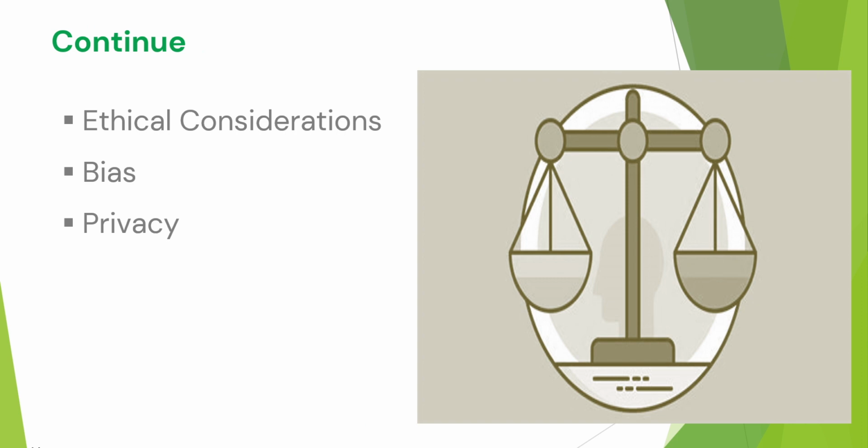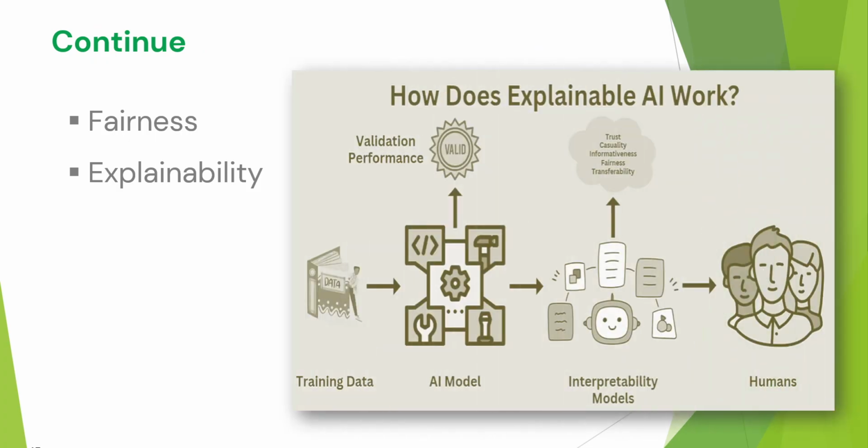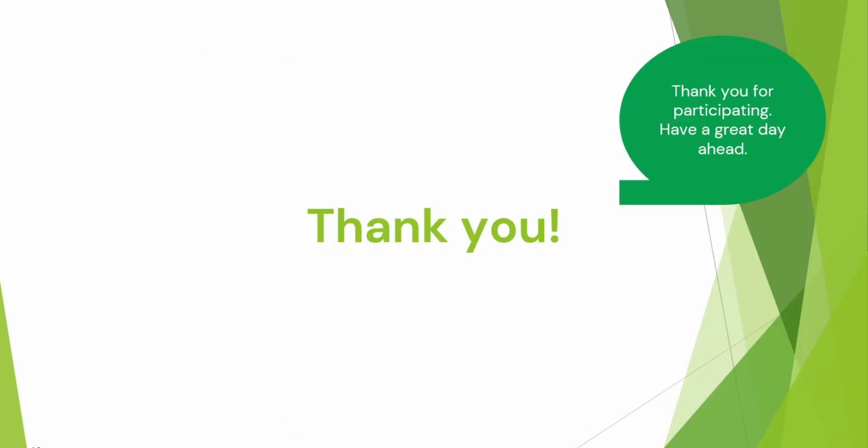Privacy means the protection of sensitive information and user data. Next comes the fairness, that is the model's ability to treat all users equally and without discrimination, so that the model does not favor certain groups over others. Then explainability is the ability to understand and explain the model's decisions so that the model's outputs are more transparent and trustworthy. And that's a wrap.